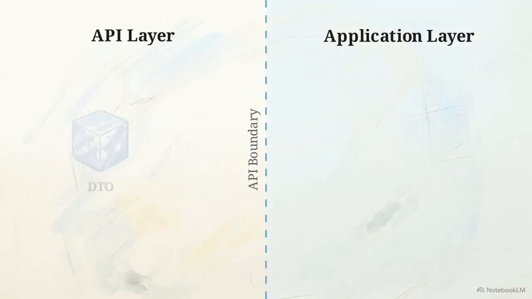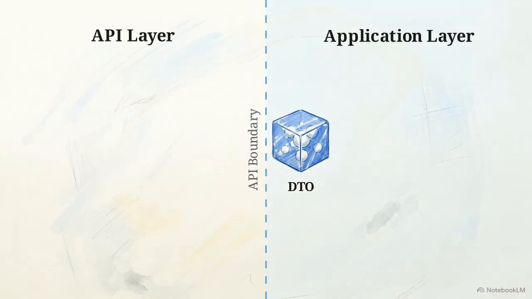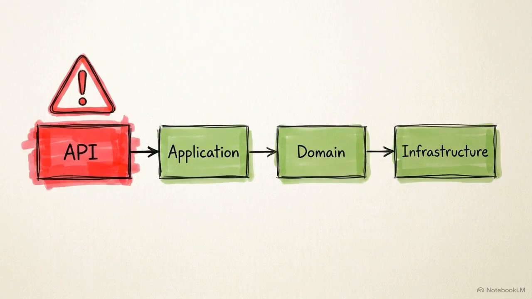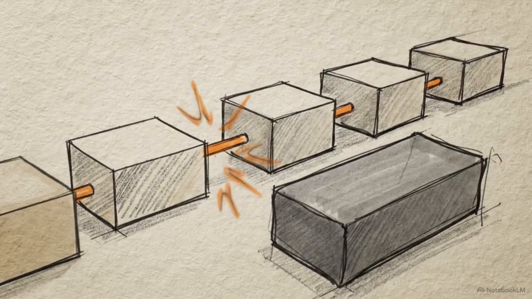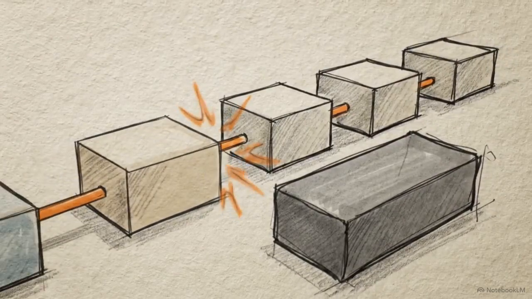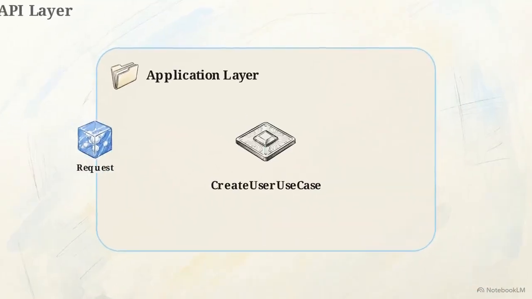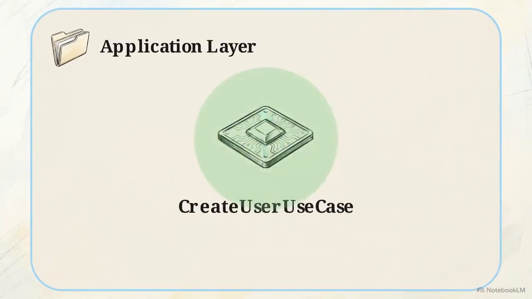It takes that clean DTO and immediately passes it inward to the application layer. Keeping this layer devoid of logic protects the rest of the application. If the UI payload changes, or if you migrate from REST to GraphQL, the disruption stops right here. The flow moves inward to the application layer, specifically the create user use case.